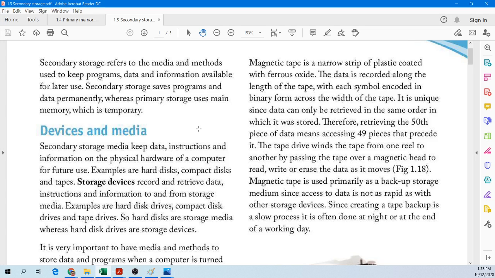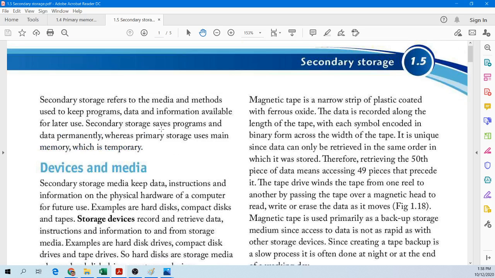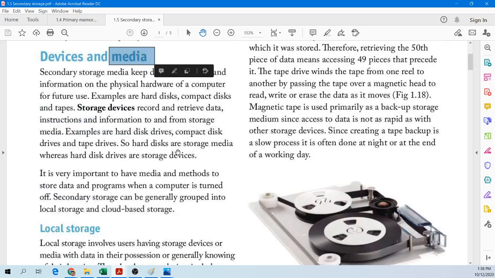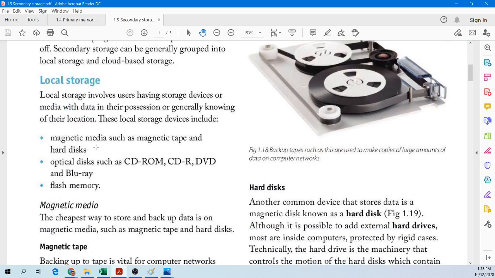Right. So in review, today we looked at secondary storage. That refers to permanent storage. Primary is temporary. We looked at storage media and storage device. The device is what writes or reads the data, and the media is what keeps that data or what stores that data. We looked at three categories of local storage: magnetic media, optical disks, and flash memory. Next week we'll continue with flash memory.